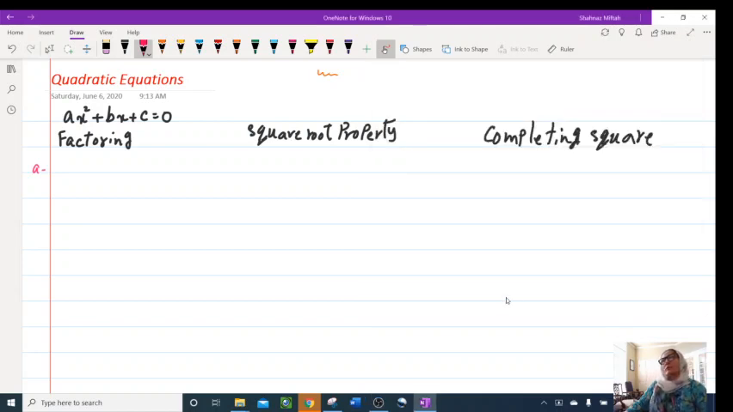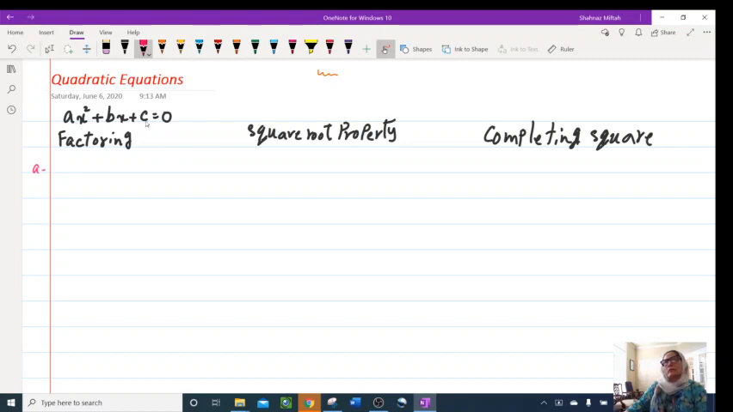Hello everybody, today we are working on quadratic equations. We will be solving quadratic equations using factoring, the square root property, and completing the square. We will also talk about the discriminant, how we use it for several things, and one application problem.